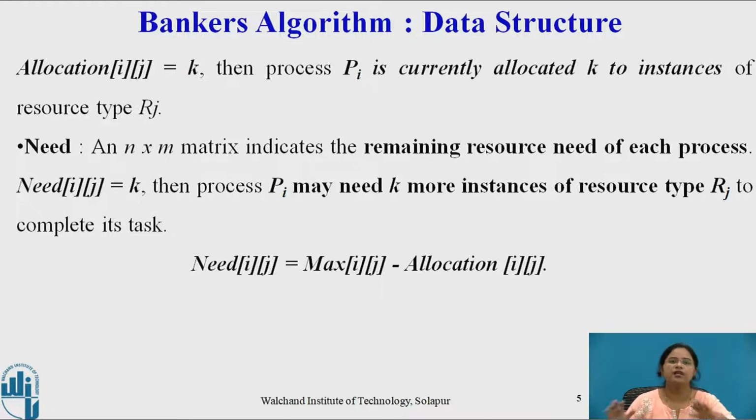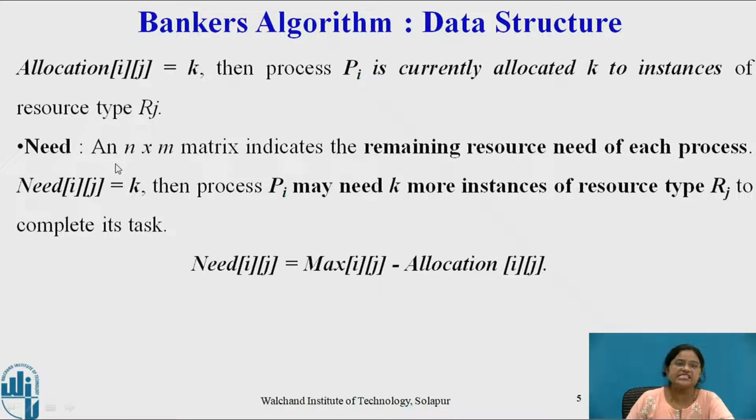For example, we have the resource pen drive with 5 instances and process P1. Suppose we have given 3 pen drives to process P1, then we can say that P1 has 3 instances of the resource pen drive. That is, out of 5, 3 are allocated to process P1. That is the matrix Allocation[i][j] equal to k.